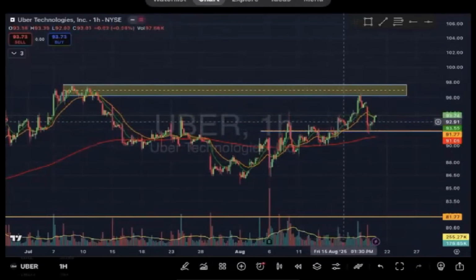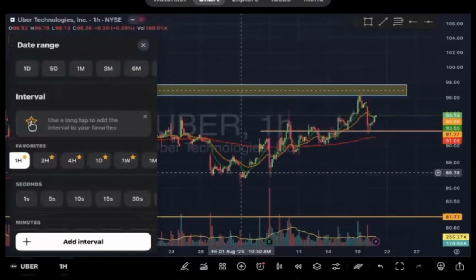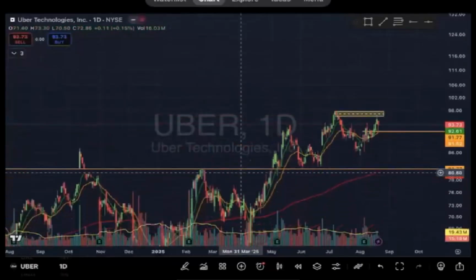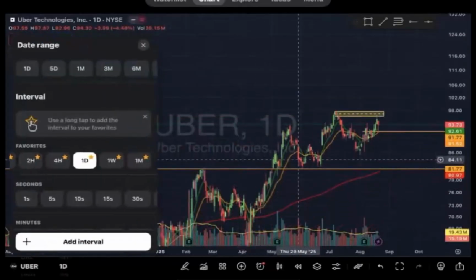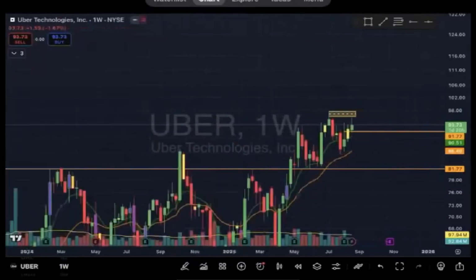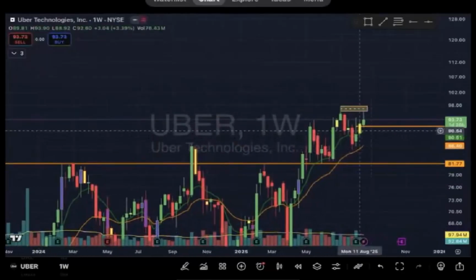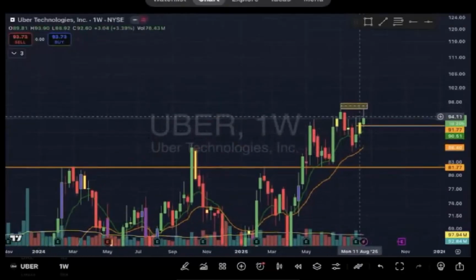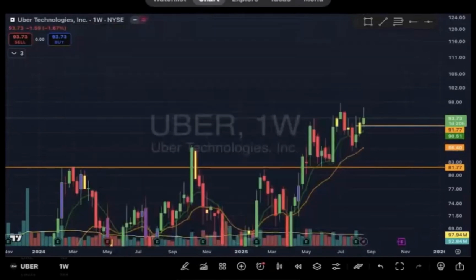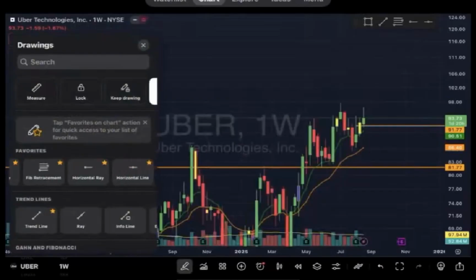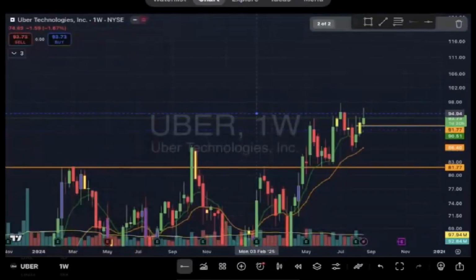So I just wait to get my entry. The 1 hour is going to come off the 21 EMA off my double bottom. I know that Uber is bullish from here, double bottom. I see that Uber had an inside week. So I'm betting that we're going to push up. My price target would be, oh, fuck. My price target would be right here.